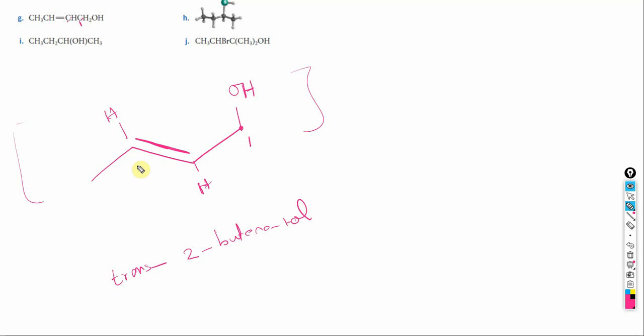If they did not give you the skeletal structure and you're simply given this structure, then you're not going to even say trans or cis. It's just going to be 2-butene-1-ol. And obviously the cis is going to look like this, because the two identical groups are on the same side. So this is going to be cis, the same name. Okay. Alright, so that's the question G.